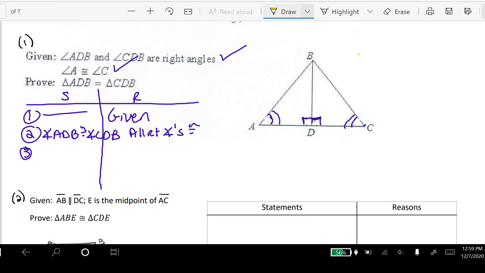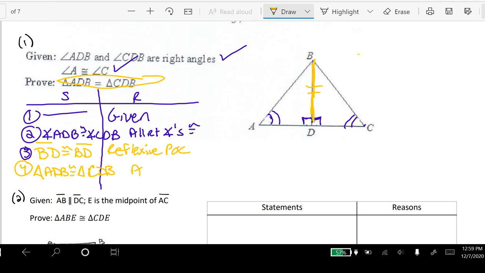The reflexive side is right here, our BD. So we're going to say BD is congruent to BD. Reflexive property of congruence. And then for step 4, the reason the 2 triangles are congruent, again, copy the exact order that it's written in the statement. It's going to be because of angle side.